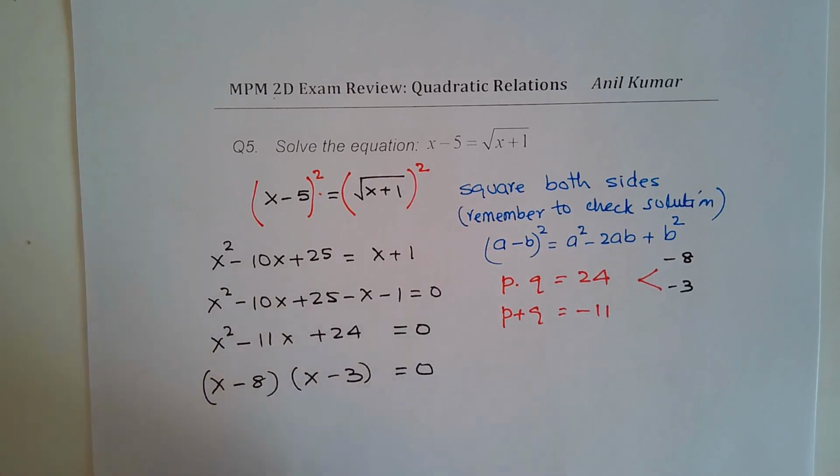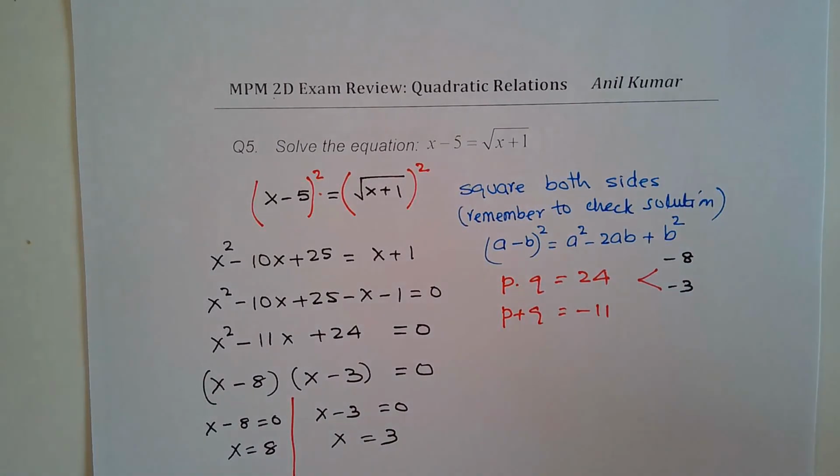Now these factors provide you with two different solutions. For x minus 8 to be 0, we get x equals 8, and for x minus 3 to be 0, we get the solution x equals 3. So these are two possible solutions. Now the idea is to check your result. That is extremely important, right? So let us check the results and see if they are right or not.